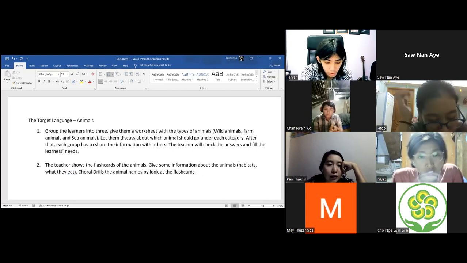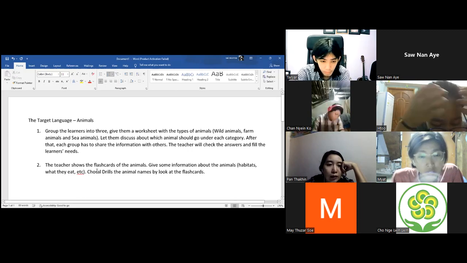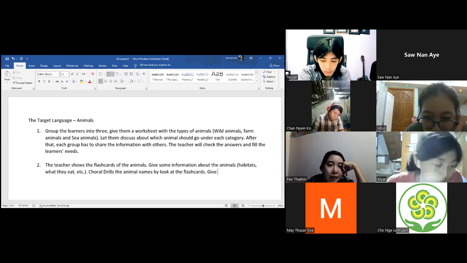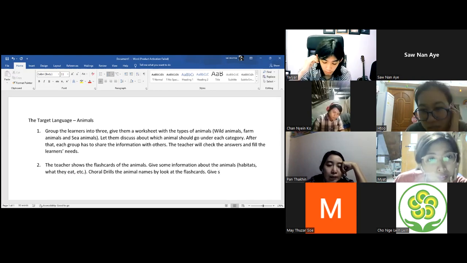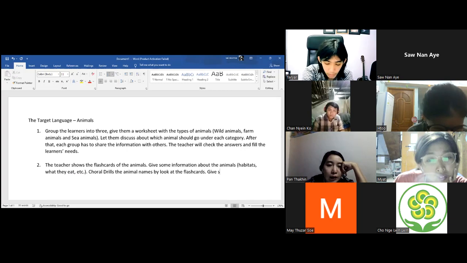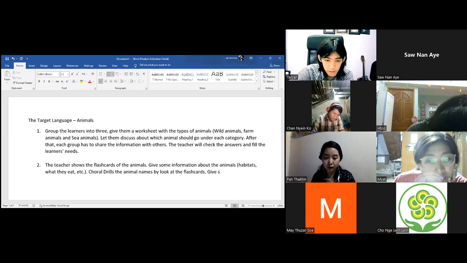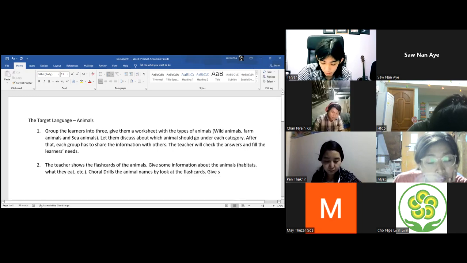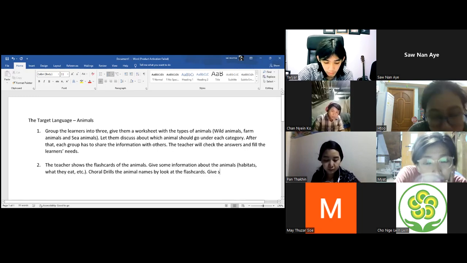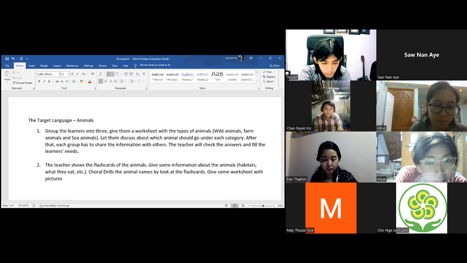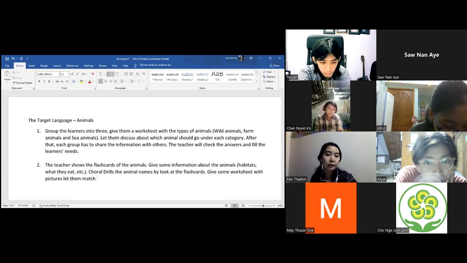And then give some exercise after that, right? Give some exercise about the animals. Give some worksheets. Yeah, a worksheet is okay too. Like the teacher said, give some worksheets with pictures, so let them match or something. Yeah, match.